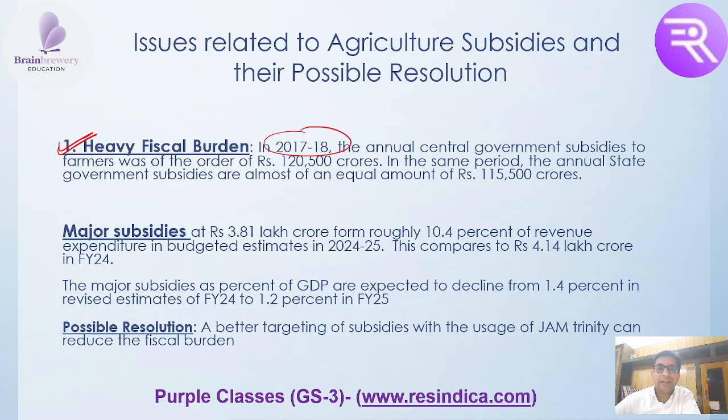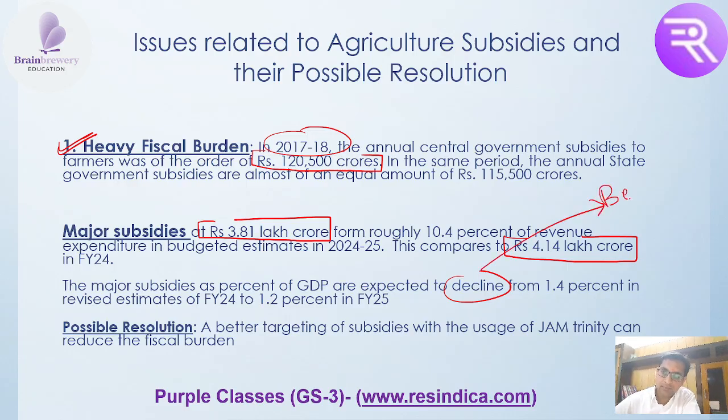Like if we go by 2017-18 data, the government has provided rupees 1,20,500 crore to the subsidies. And if we go by the financial year's major subsidy at 3.81 lakh crore, roughly 10% of the revenue expenditure is going on providing subsidies only. And this is compared to 4.14 lakh crore rupees in financial year 24. So the major subsidies as a percentage of GDP is declining right now. Why are these subsidies declining?